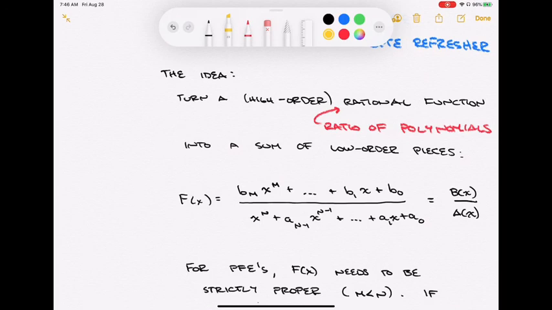What's the basic idea of a partial fraction expansion? The basic idea is that we turn a high order rational function into a sum of low order pieces. It's breaking down a function into simpler pieces. We've already seen this strategy before, not exactly in this context, but in a Taylor series. It turned a function that might be kind of complex and broke it up into simpler pieces. In the case of a Taylor series, the simpler pieces were just polynomial pieces.